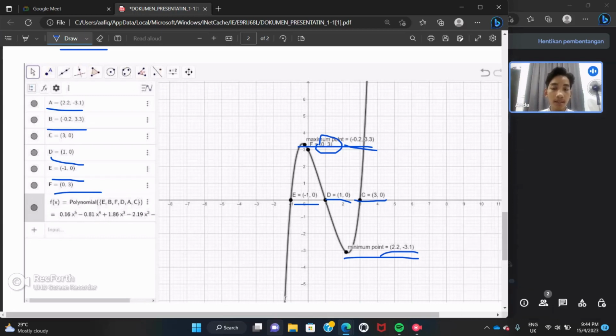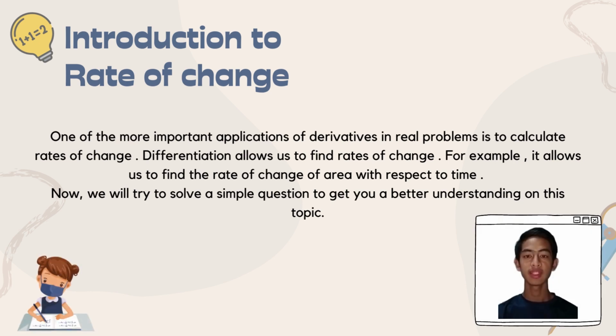After you're done plotting the numbers, just make a line and connect every dot that you plot in the graph and you will have this S upside down. There you go, you will have your graph. That's all. Next on to the introduction of rate of change.